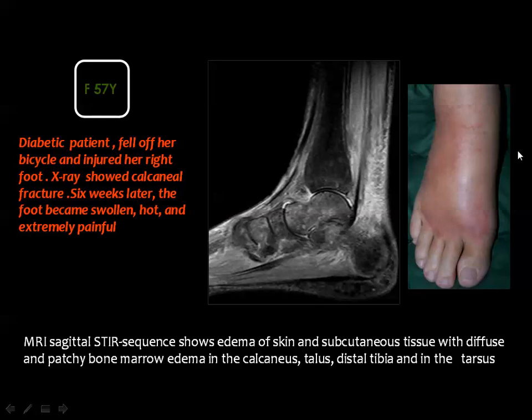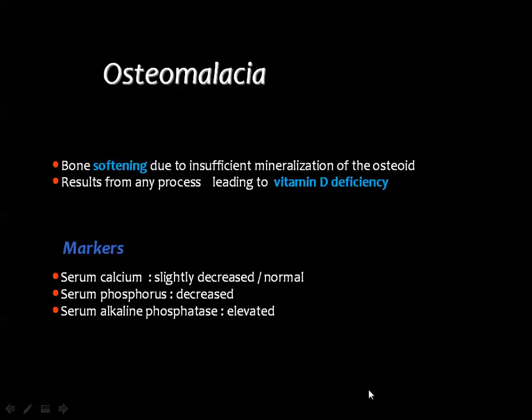And this is the classic appearance of the foot with reflex sympathetic dystrophy, and you can see subtle changes in the MRI. This patient is diabetic and fell off her bicycle and injured her right foot. The X-ray showed the calcaneal fracture, and 6 weeks later, the foot becomes swollen, hot, and extremely painful, as you can see here. But the fracture is not seen because the calcaneus is not well presented in this image.